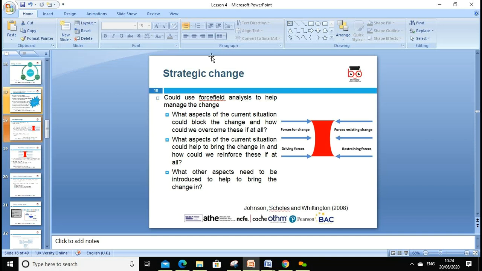Maybe the restraining forces are strong and your driving forces are poor, so you can't really implement the change. Anti-forces, like a union that doesn't want the change and wants to take the workers on strike, you need to be negotiating. What aspect of the current situation could block the change, and how could we overcome these, if at all? What aspect of the current situation could help bring change in, and could we reinforce these? What other aspect needs to be introduced to help bring the change?